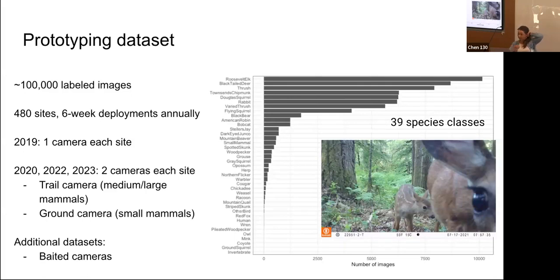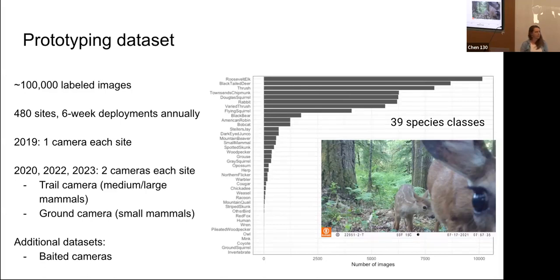What I focused hard on this summer was bumping up most of the species to at least 1,000 training images, so it's not quite this unbalanced, but it gives an idea. We have way too many photos of elk, deer, and Douglas squirrels, and not that many of some of the rarer species, but we're trying to balance that a bit. I have 39 species classes here.